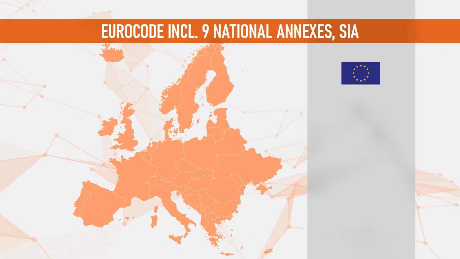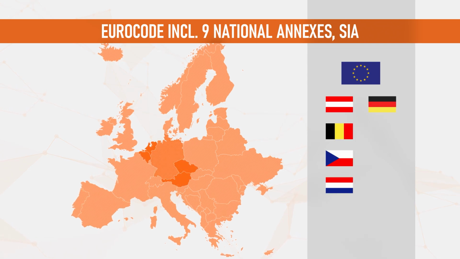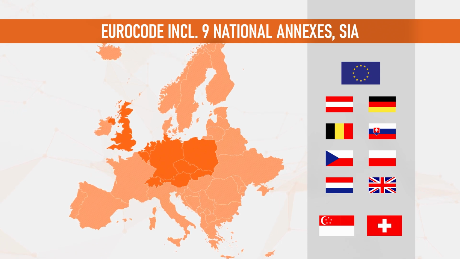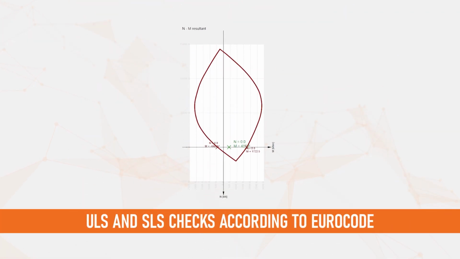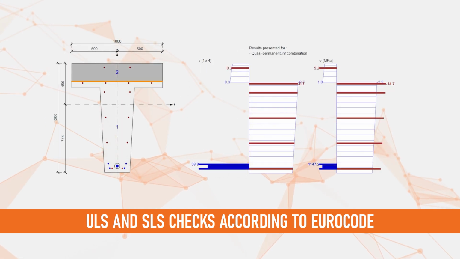With StatiCa, you can cover both ultimate and serviceability limit states. And in addition to Eurocode and 9 other national annexes, you can also find additional codes and functionalities for bridges, fatigue, and much more. Get comprehensive results, including, for example, interaction, stress limitation, or cracks.